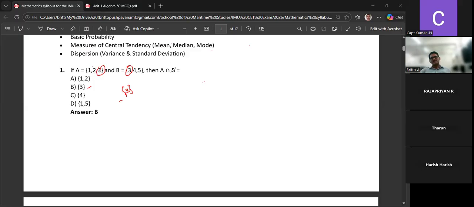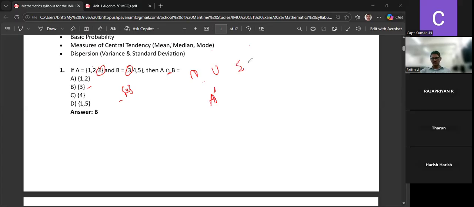So intersection means the numbers which are common in both sets. Whenever we use the symbol intersection, it means common. If it is union, it means we have to write both, the numbers which appear in A and B, all the numbers you have to write. Then you should know the dash, which is complement. If it is A dash, we need the whole set.